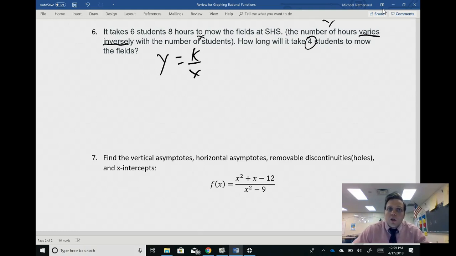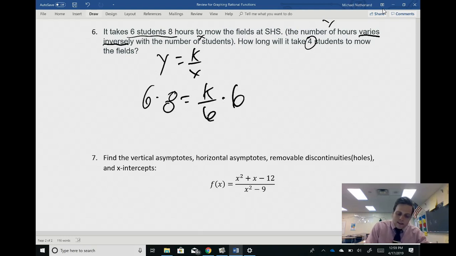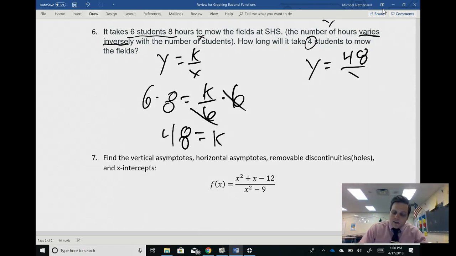All right? So then we know that if our hours are y and our number of students are x, I can find my constant of variation, that's what k stands for, by simply using the first 2 numbers it gives me, saying 8 equals k over 6. Multiply both sides by 6 to get k by itself, and we get 48 is equal to k. Now that we know k, I can go back in and plug in, and now I have a model for this situation. And specifically, I want to figure out how long it's going to take 4 students. So I can say y equals 48 over 4, so y equals 12.